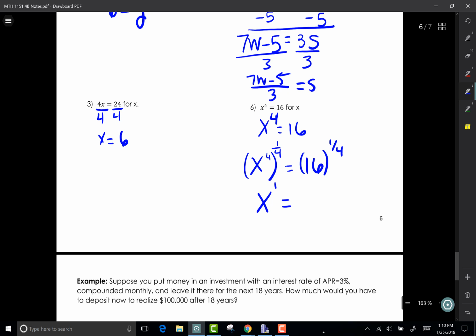And then 16 to the 1/4, if you recall our rules about fractional exponents, the bottom number is the root. The top number is the exponent. So this is the same thing as saying the 4th root of 16 and then raised up to the first power. The 4th root of 16 is 2, and then 2 to the first power is 2. Or if you want, you can just put it in on your calculator as 16 to the power of 1/4.